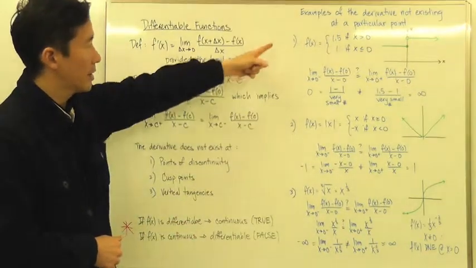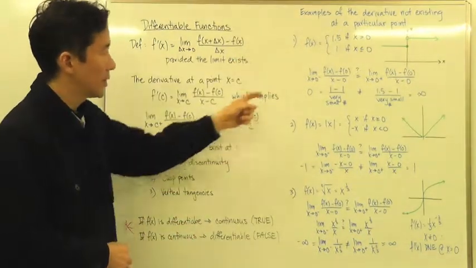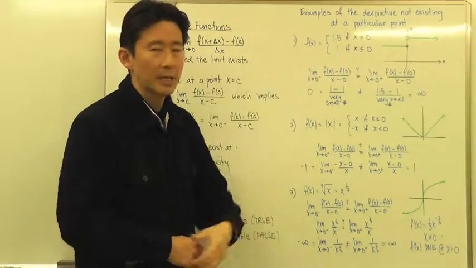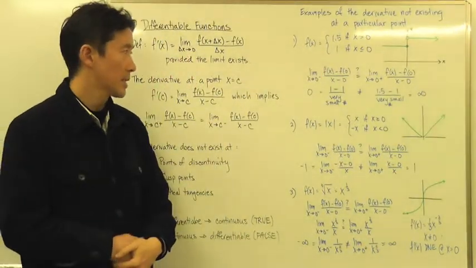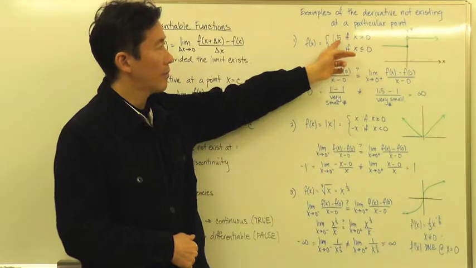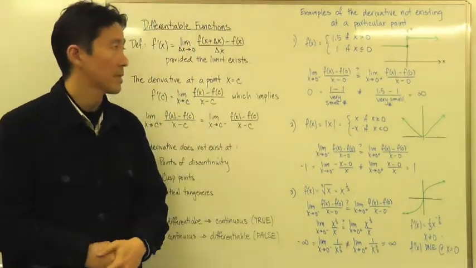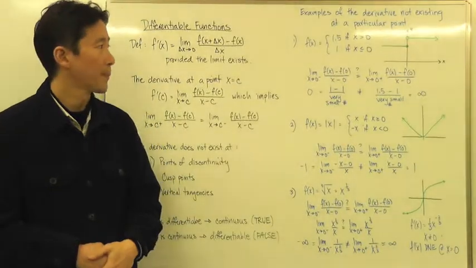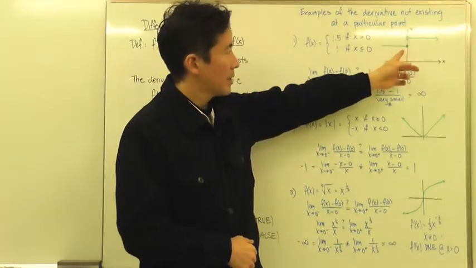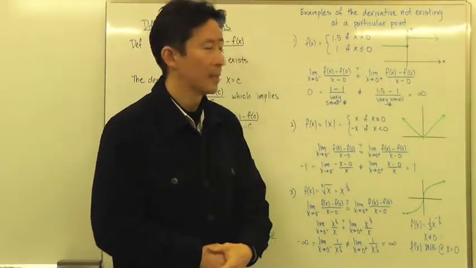If we take a look at 1, which is points of discontinuity, let's say I have this explicitly defined function f of x, equal to 1.5 if x is greater than 0, and equal to 1 if x is less than or equal to 0. If we take a look at the graph, this is what the graph would look like.